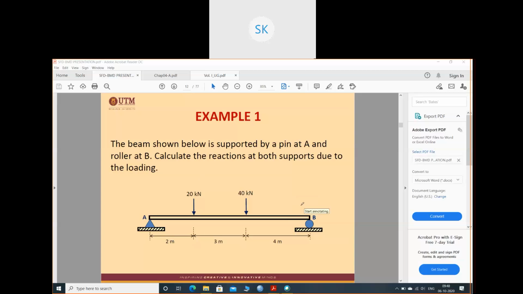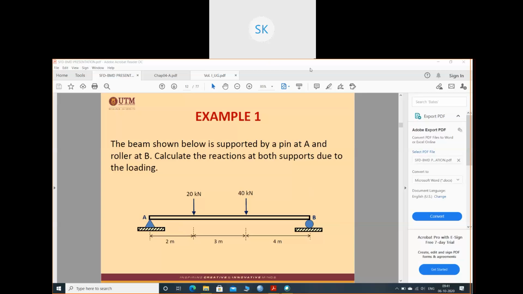Write this question in your copy with a pen. I'm asking you to find out the support reactions in this beam. These marks will go to your class interaction. So tell me what the support reactions on this beam will be. Find out.